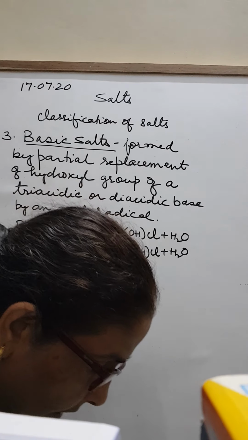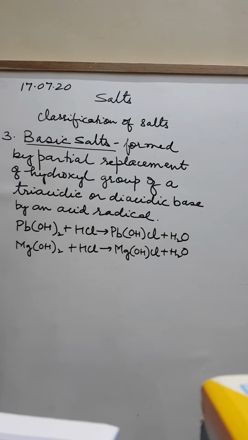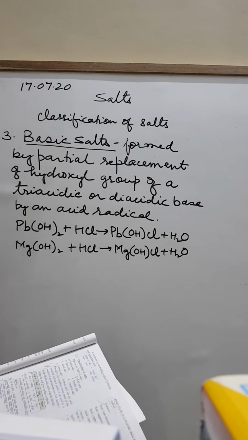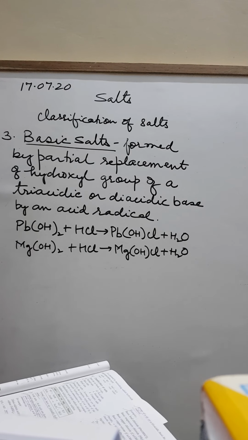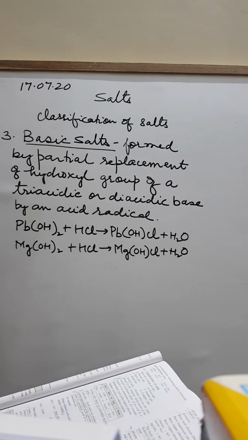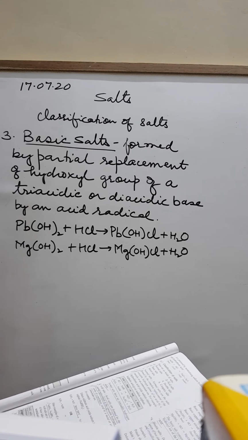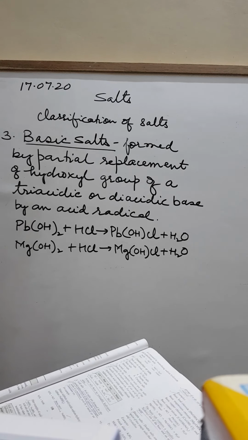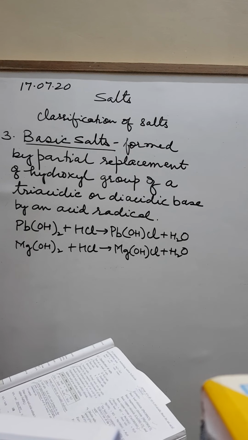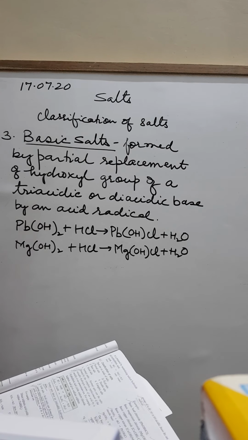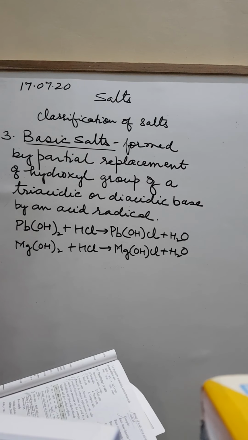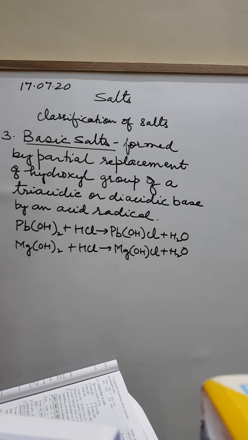Now children, in this video we will study the third type of salts, and they are called basic salts. As usual, first see in your book page number 49, at the extreme bottom below the green block, you see point number 3, basic salts. Please underline its definition. Basic salts are, and till here on the same page right side, base by an acid radical. Underline this definition.